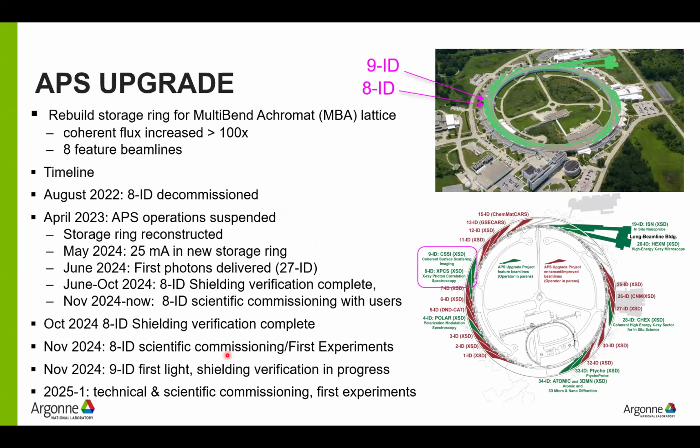Okay, so I'm not sure if we've talked a lot about the upgrade in the context of this seminar series, so just a few words. So the APS upgrade has already rebuilt the storage ring of the APS now to support a multi-bend achromat MBA lattice. So this is going to increase the coherent flux a few hundred times. And then as part of the project, there are 8 feature beamlines. And 2 of them, 8ID and 9ID, are in our dynamics and structure group within the X-ray science division.